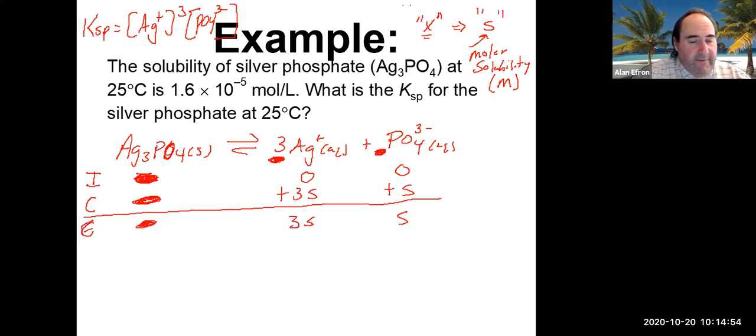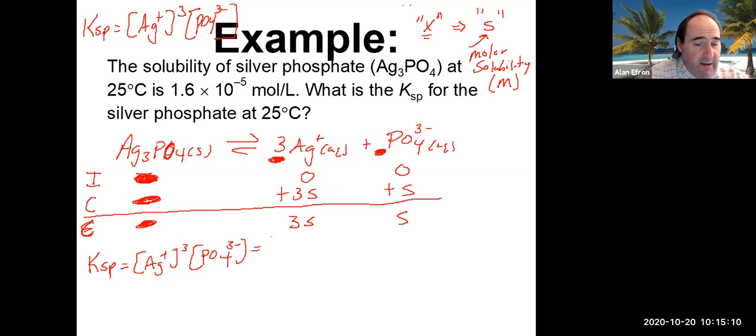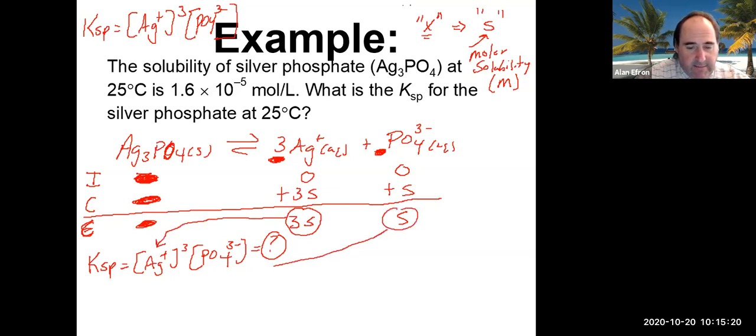Okay, and if this was a different type of problem, we would typically go into our KSP, which is our silver cubed and our phosphate. Normally this would equal the KSP value, but obviously we don't know what that is, so we're trying to find that. We could still do that. We could take this and put it in, take this guy and put it in here. And what we end up getting is the KSP is equal to 3S cubed times S.